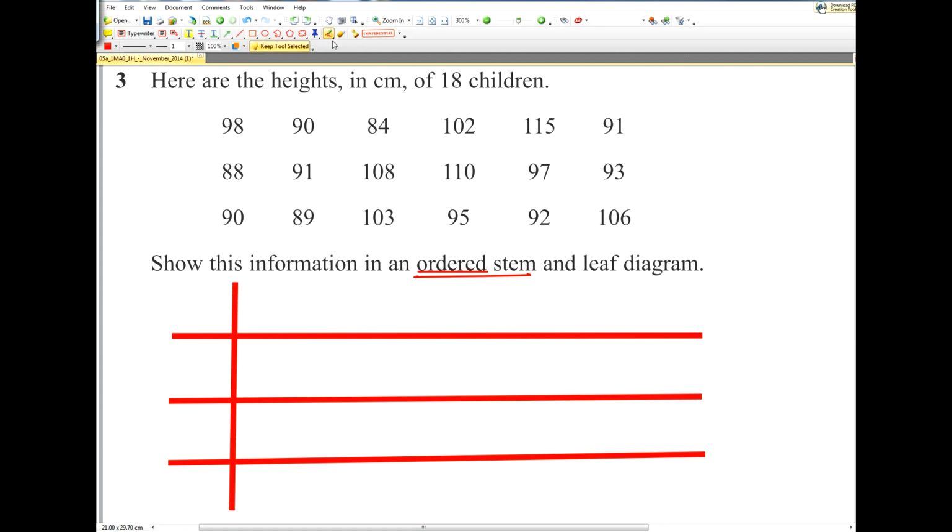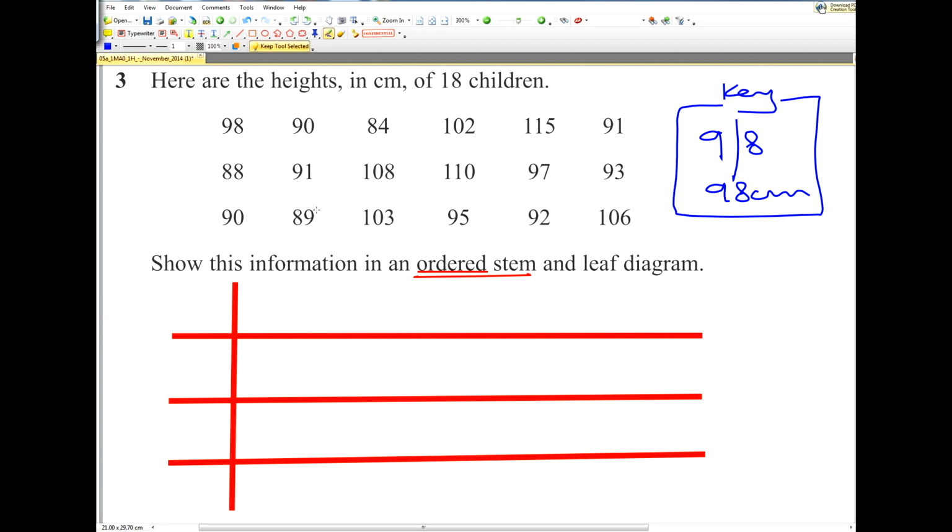No. Okay. So what we need to do now is quickly make ourselves a key. You always have a key, but I'll put my key up here. Let's get a blue. Here's our key. Did they give you the key there? No, but we should do a key anyway. So the key would be 9|8 represents 98 centimetres.